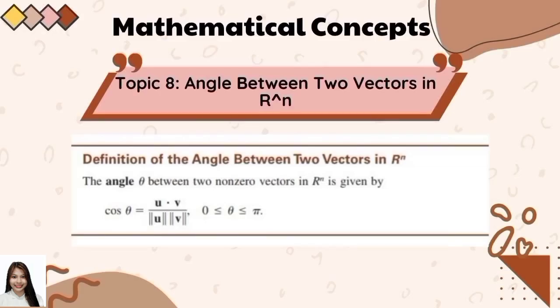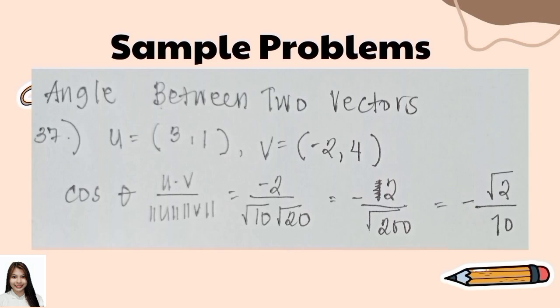Topic number 8 is the angle between two vectors in R^n. By its definition, the angle theta between two nonzero vectors in R^n is given by cos theta = u · v divided by the norm of u times the norm of v, where 0 is less than or equal to theta and theta is less than or equal to pi. For example, u = (3, 1) and v = (-2, 4).